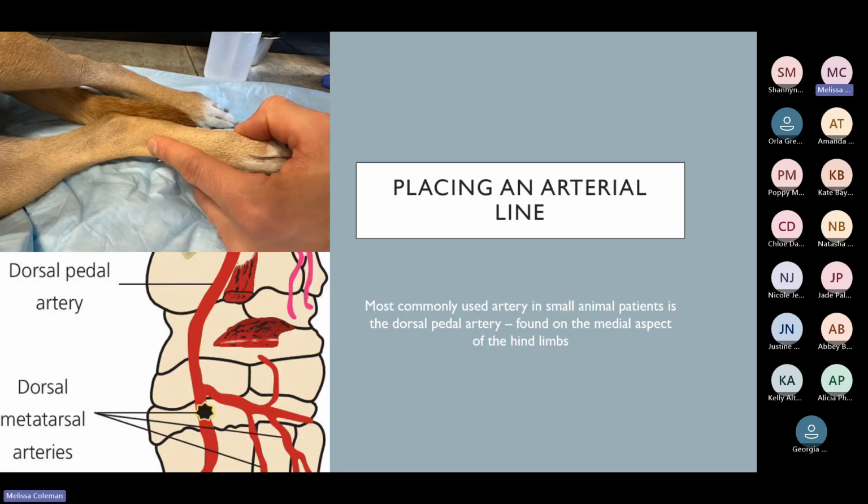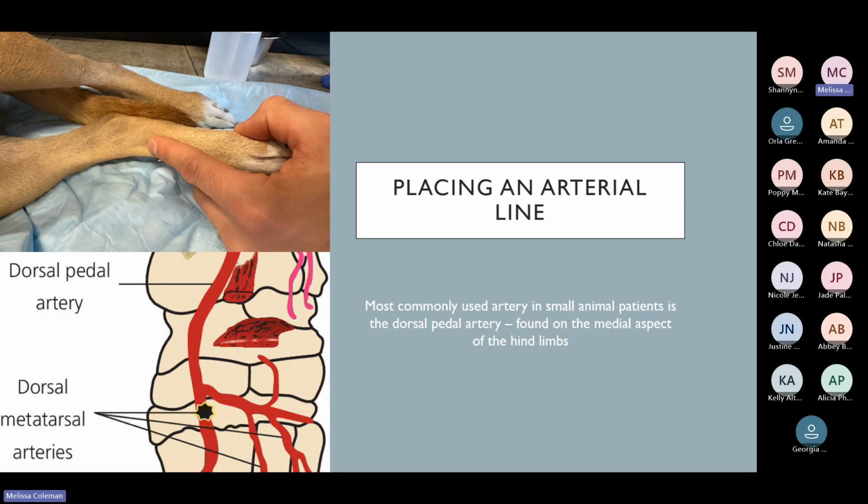So placing an art line. The most common site for an arterial catheterization in small animals is the dorsal pedal artery, and that is located medially on the hind limb. In cats, their tail artery is beautiful, because their little feet are so small that you have to use such a small catheter that it's not that great, but their tails are beautiful.